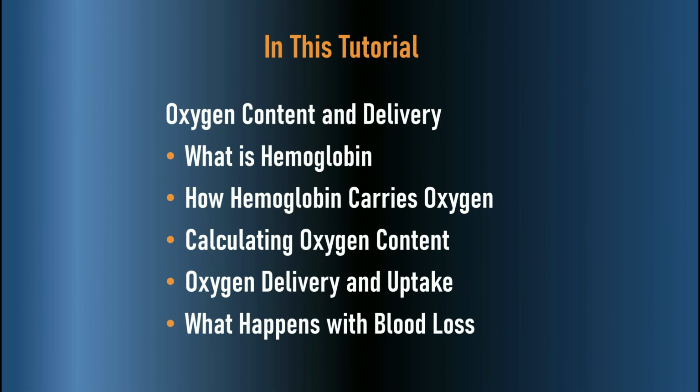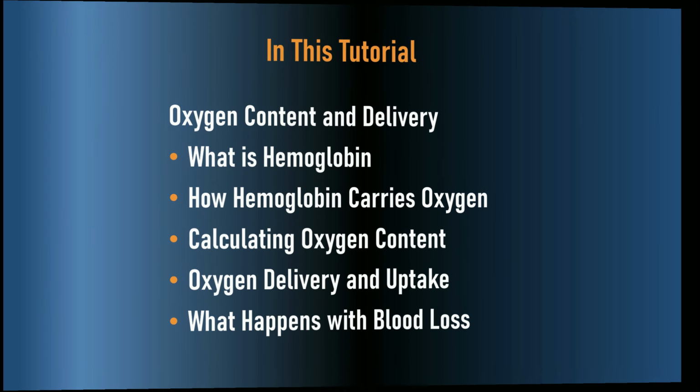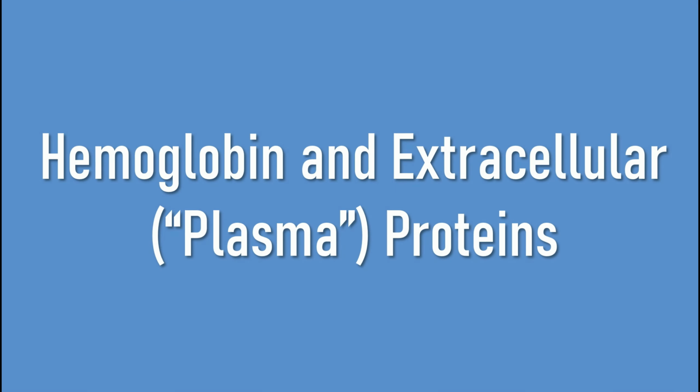In this tutorial, we're going to look at oxygen content and delivery, what is hemoglobin, how hemoglobin carries oxygen, how to calculate oxygen content, how to calculate oxygen delivery and uptake, and what happens with blood loss and crystalloid resuscitation. Let's start with hemoglobin and extracellular proteins. These are sometimes known as plasma proteins, but they're also present in the interstitium.